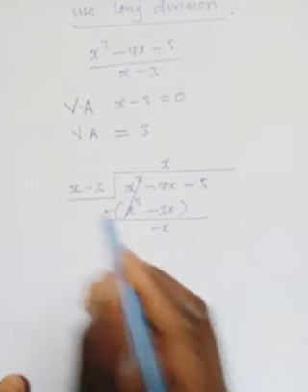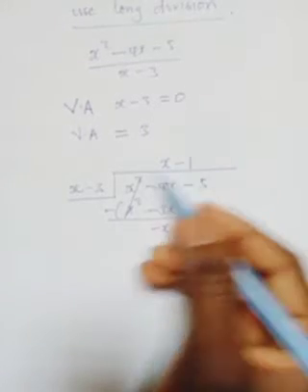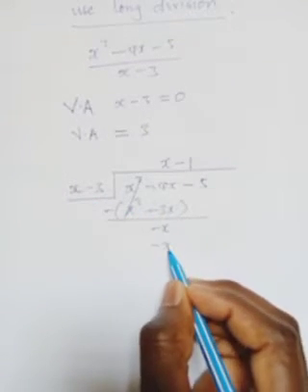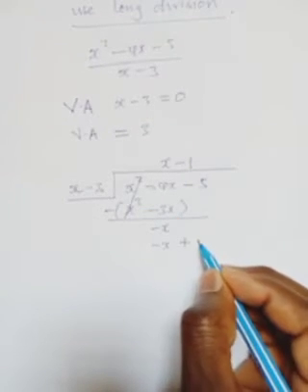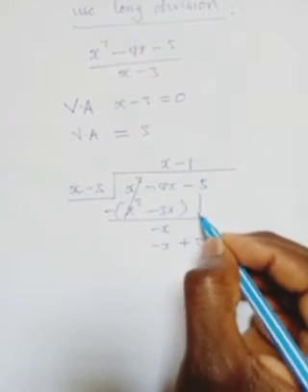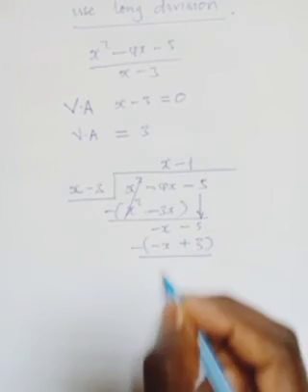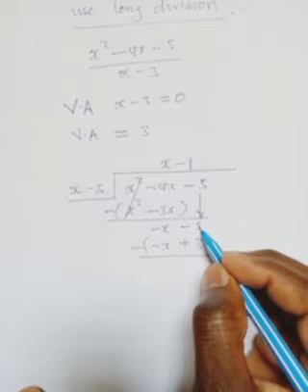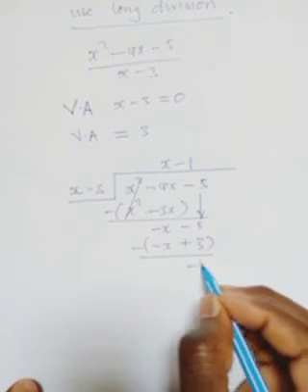So this into that, we're going to get negative 1. Negative 1 multiplied by that, we'll get negative x. Negative 1 multiplied by that, I'll get positive 3. Drop this one, which is negative 5. We subtract again. Negative 5 minus 3, what answer are we going to get? We're going to get negative 8.